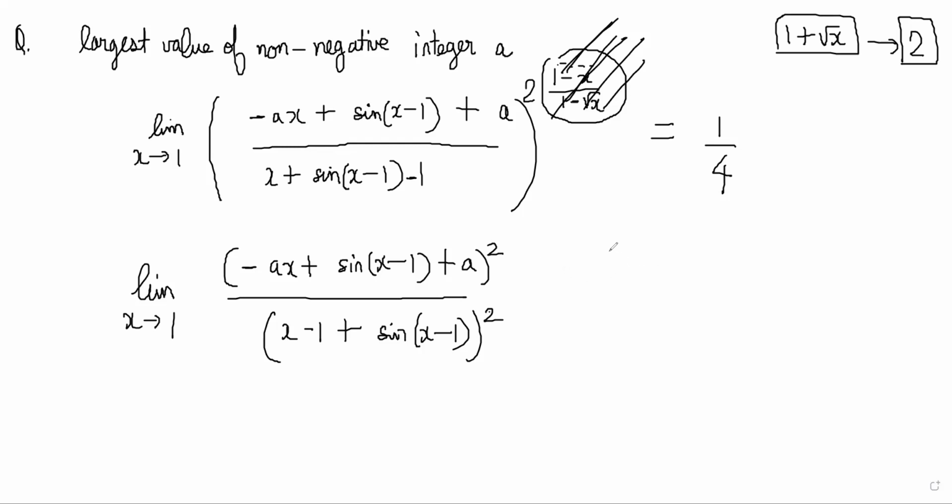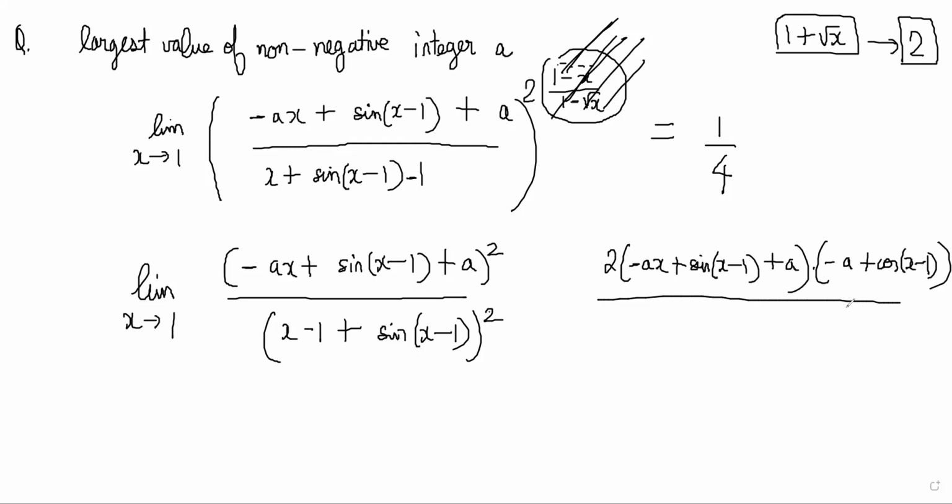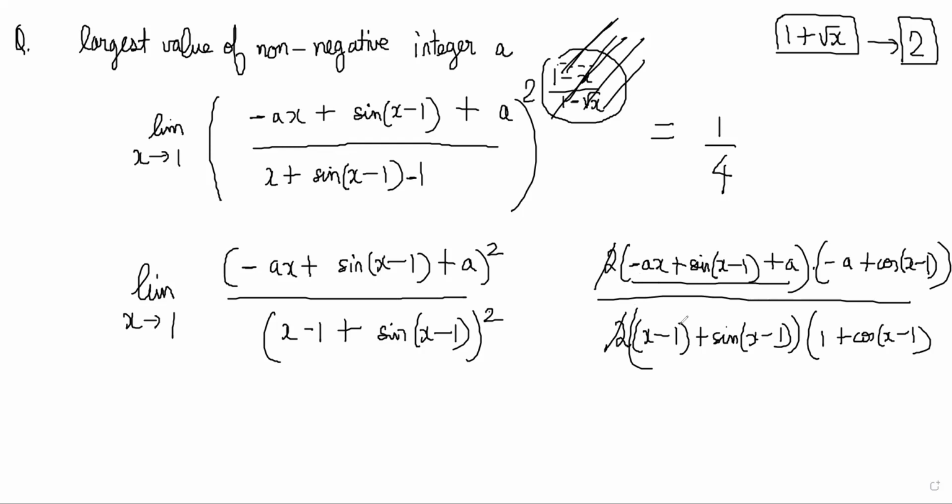So the numerator becomes 2 times this, into differentiation of this, which is minus a plus cos(x-1), by 2 times this, into differentiation of this, which is 1 plus cos(x-1). Now because of this thing, it is still 0 by 0. So I have to differentiate once more.